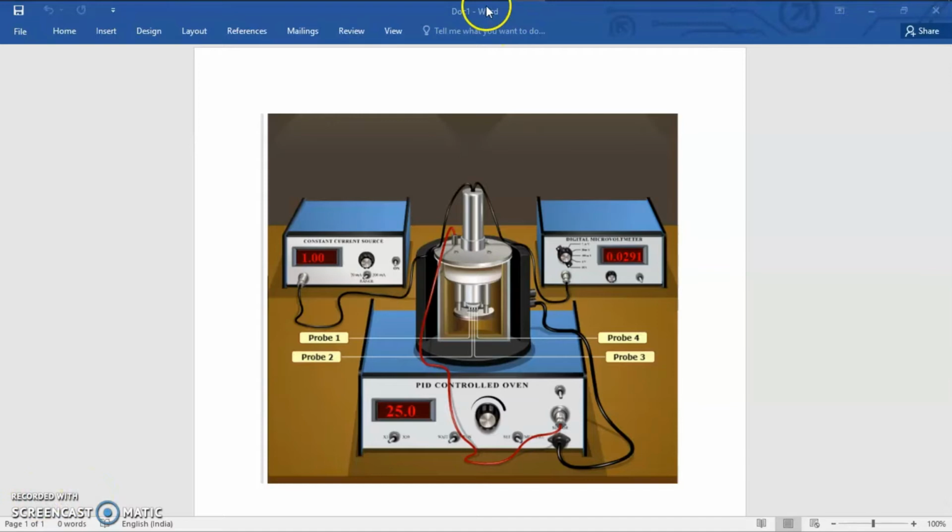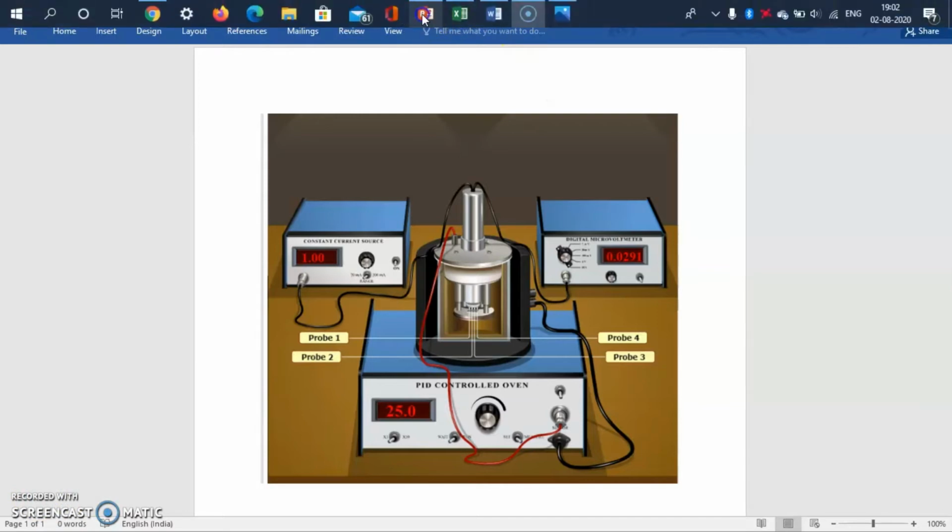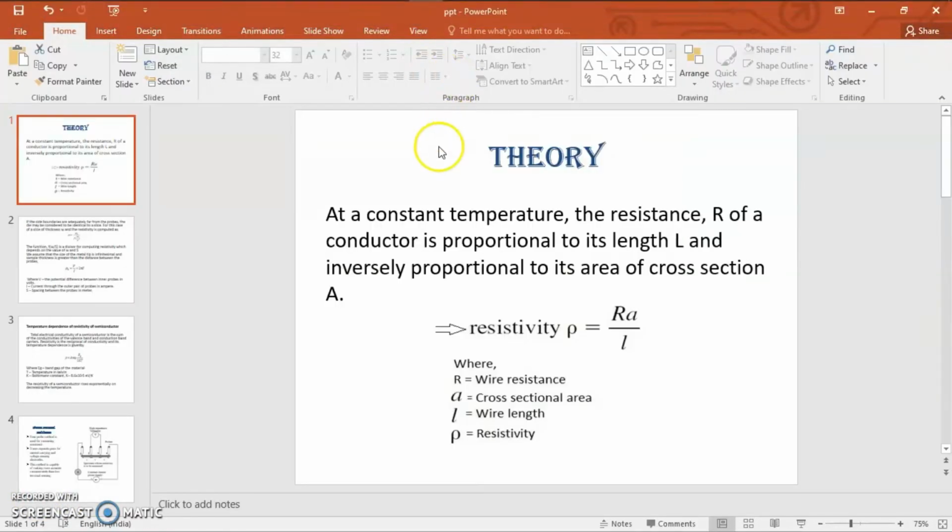So the next is theory. I'll try to explain it in short. To measure resistivity, first we have to find resistance. And as we know, we can find the resistance by using the voltmeter ammeter method. Just measure the voltage across the resistance and the current. We get V by I is equal to R. And now that we have the resistance value, we can calculate resistivity, which is equal to RA by L.